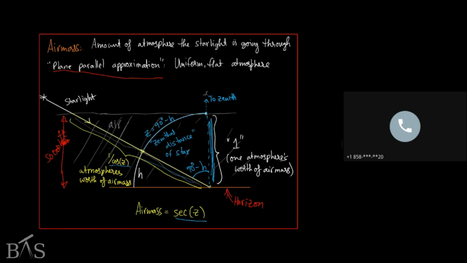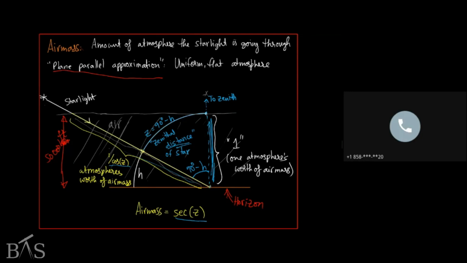Now, even though we call this a distance, remember it's an angle, right? All distances on the sphere are angles. This will keep coming up. So we define this thing called air mass, which is the number of atmosphere lengths or the fraction of atmosphere lengths that your light is traveling through, and it is given by secant of z.